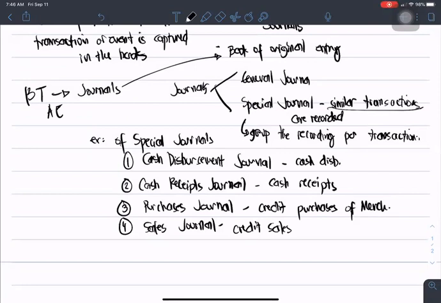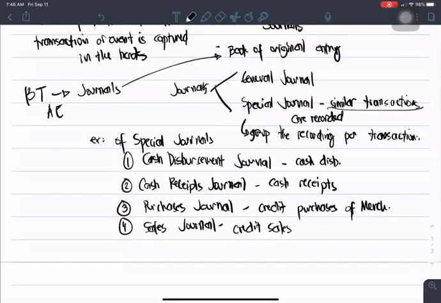Okay. So again, I have two types of journals, general journal and special journal. If that is a special journal, we only record similar transactions. Examples are cash disbursement, cash receipts, purchases, and sales. Normally, we only use these special journals. And what about your general journal? What is the use of your general journal?